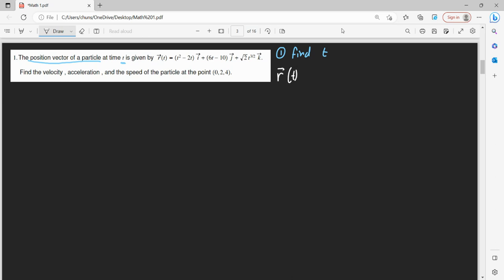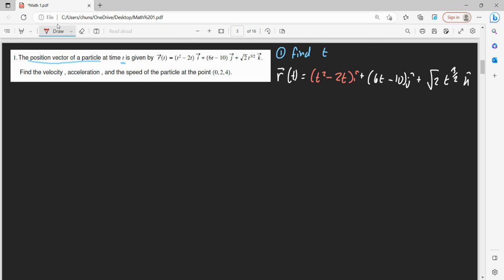So our position vector, we're just starting with position first. t squared minus 2t in the i direction, plus 6t minus 10 in the j direction, plus, I'm not going to rewrite this, in the k direction. So we're going to work with each term on its own. First we're going to start with this term here.